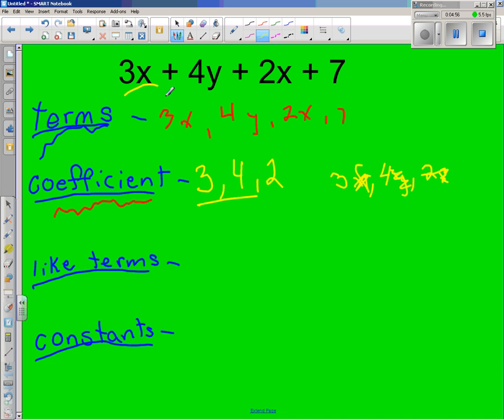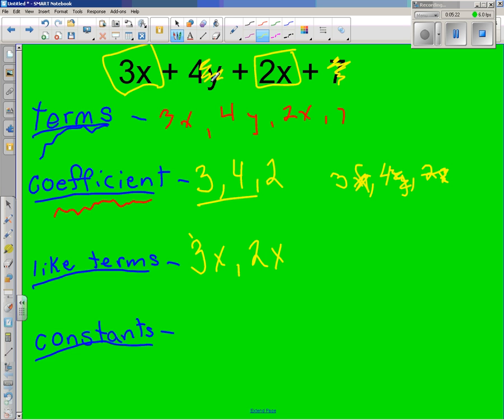We're looking for another term that has the exact same variable part as 3x. 4y doesn't because 4y has a y, not an x, so that doesn't work. 2x has the exact same variable part. It also has an x. 7 has no variables, so that can't be a like term. So my like terms in this case are 3x and 2x.